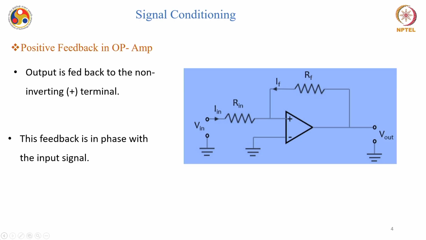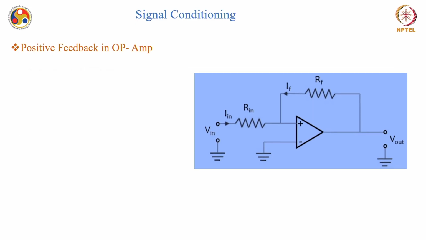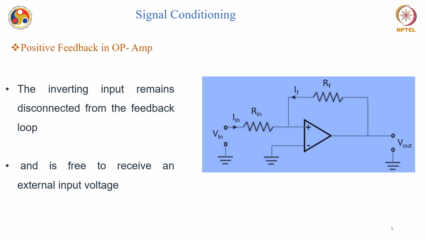If I say positive feedback, you can see this diagram showing a positive feedback. You can see that the output here is fed back to the non-inverting terminal of this op-amp. If you remember, we have discussed the inverting and non-inverting terminals in the previous class. So the output in the positive feedback is fed back to the non-inverting terminal, and this feedback is in phase with the input signal because this is the non-inverting terminal. The inverting input remains disconnected from the feedback loop and is free to receive any external input voltage.